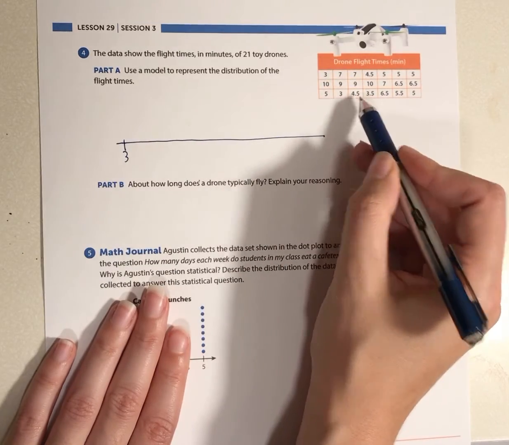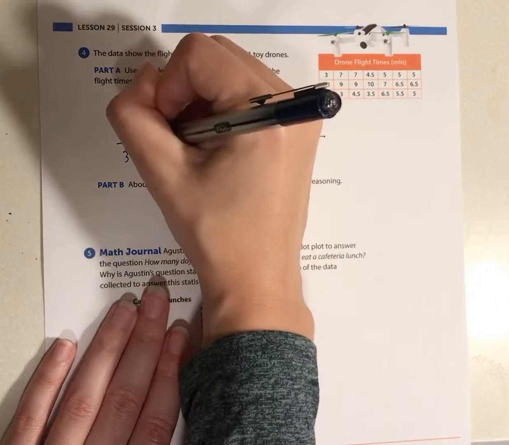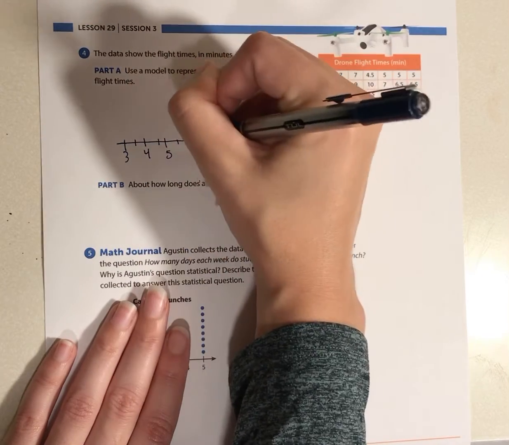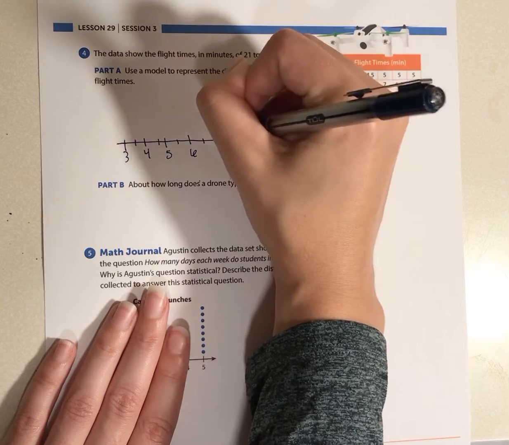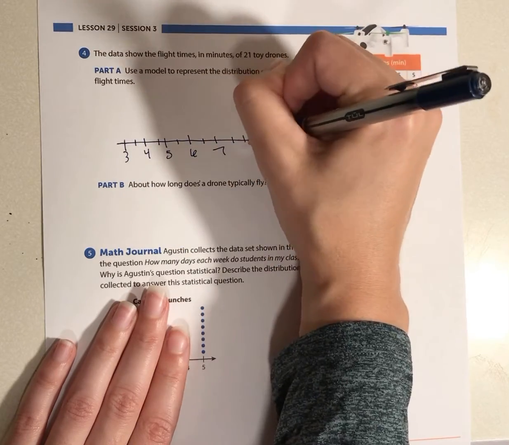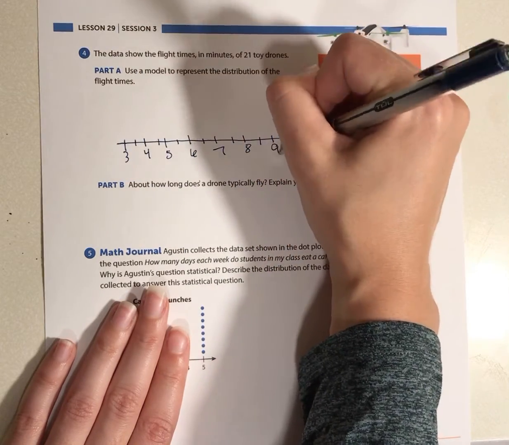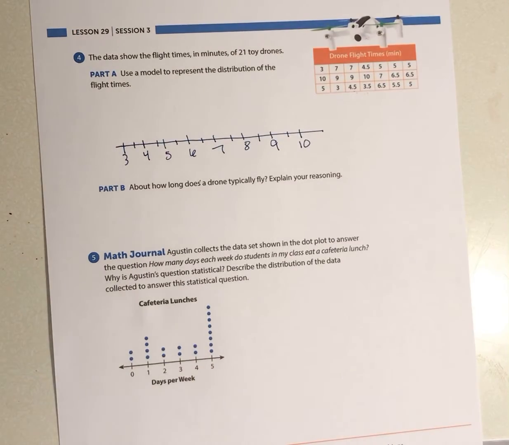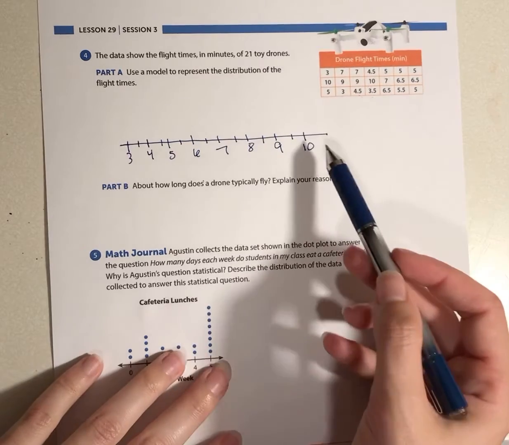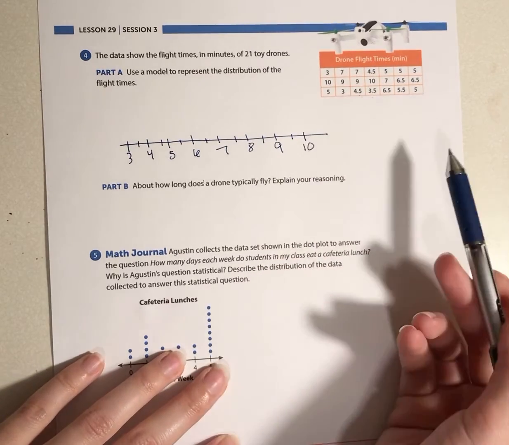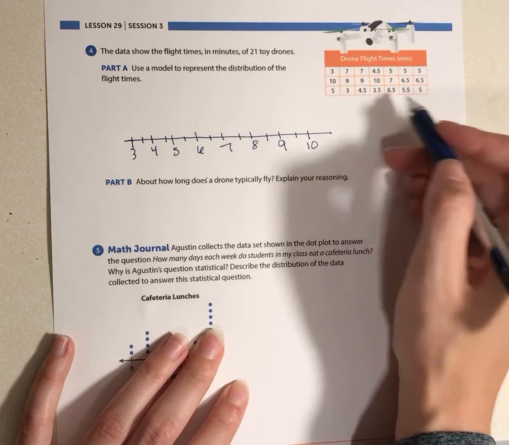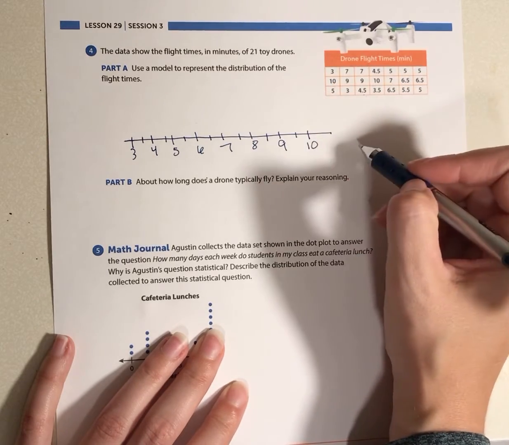Now remember, I have halves, so I need to do halves also. So 3, 3.5, 4, 4.5, 5, 5.5, 6, 6.5, 7, 7.5, 8, 8.5, 9, 9.5, and 10. Okay. I don't have any 10.5, so I don't have to do another one, but you can if you want to. All right, so then I need to count my numbers here. I'm going to go ahead and mark them out as I go through so I can see them.